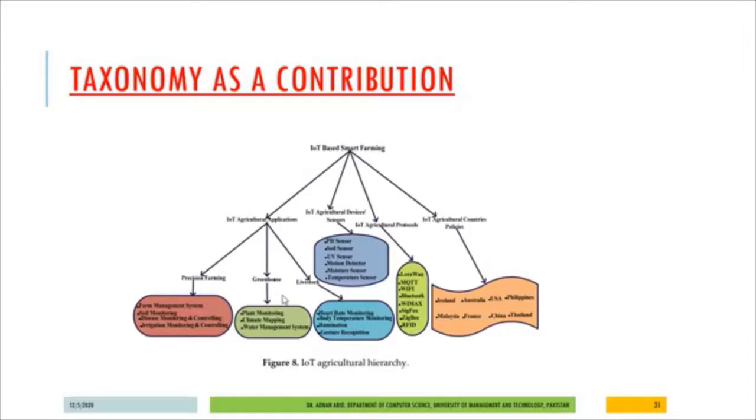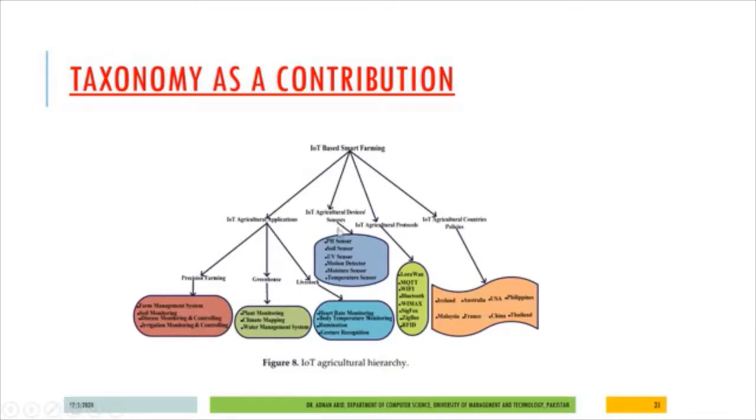Again, that domain and subdomain thing can be compiled into a taxonomy as a contribution. This actually helps the reader understand the overall domain. So you see IoT-based smart farming has IoT agriculture applications, devices and sensors, protocols, and the country policies. These are several different aspects. In applications, we have livestock, greenhouse, and precision farming, which have the next level of detail.